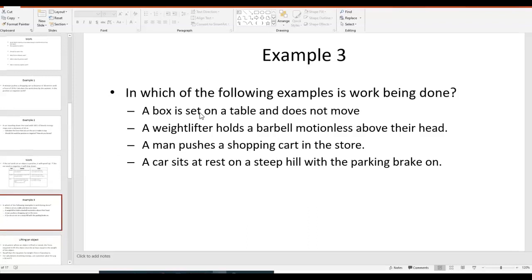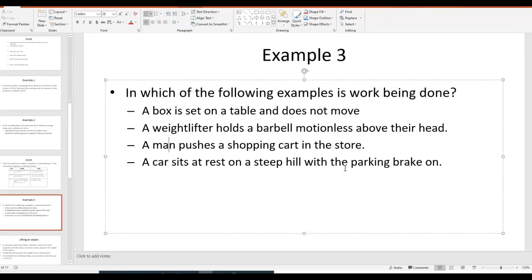Okay, example 3: in which of the following examples is work being done? So we have either a box set on a table that does not move, a weightlifter holding a barbell motionless above their head, a man pushing a shopping cart in the store, or a car sitting at rest on a steep hill with the parking brake on.